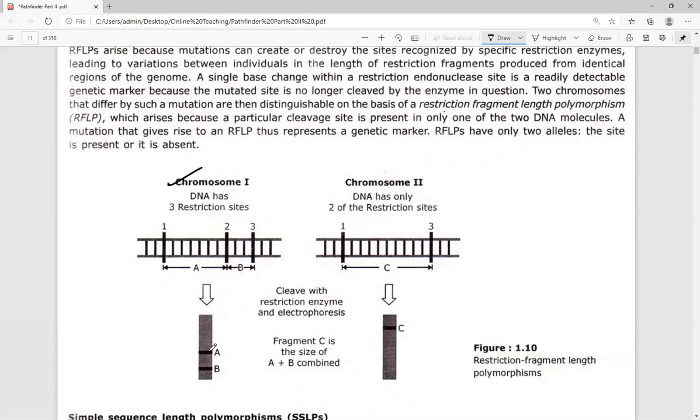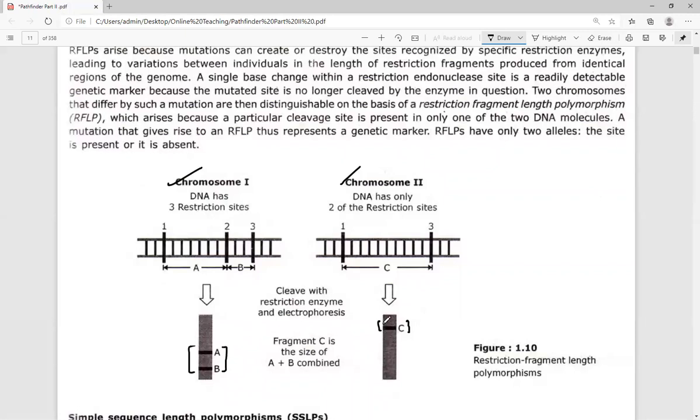It produces two different fragments, A and B. In another chromosome, DNA has only two of the restriction sites instead of three. So here you are going to get a single band of DNA, the C band. This is referred to as RFLP, restriction fragment length polymorphism.